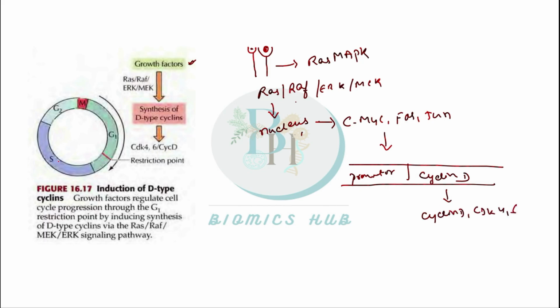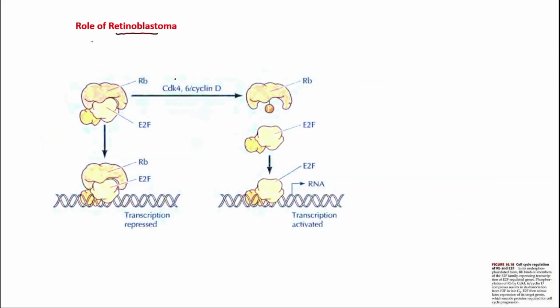So what happens when there is no growth factor? If there is no growth factor, it will not synthesize CDK4, 6 as well as cyclin D, due to which there is a restriction point. What happens when there is a restriction point? The cell cannot enter into the S phase from the G1 phase. Now after the cyclin D, CDK4 and 6 have been activated, what happens? What is the work of this maturation promoting factor? There is another factor known as RB or retinoblastoma. This CDK4, CDK6 and cyclin D help in the phosphorylation of this RB or retinoblastoma.